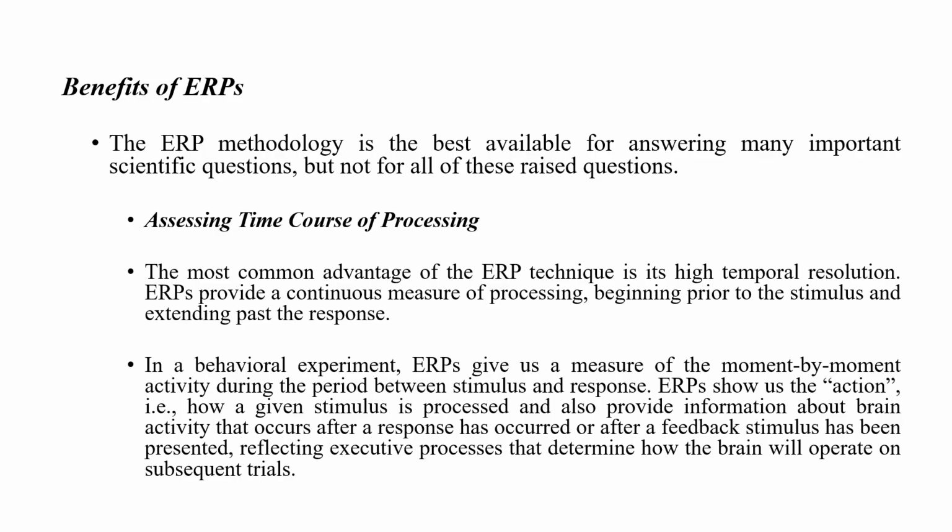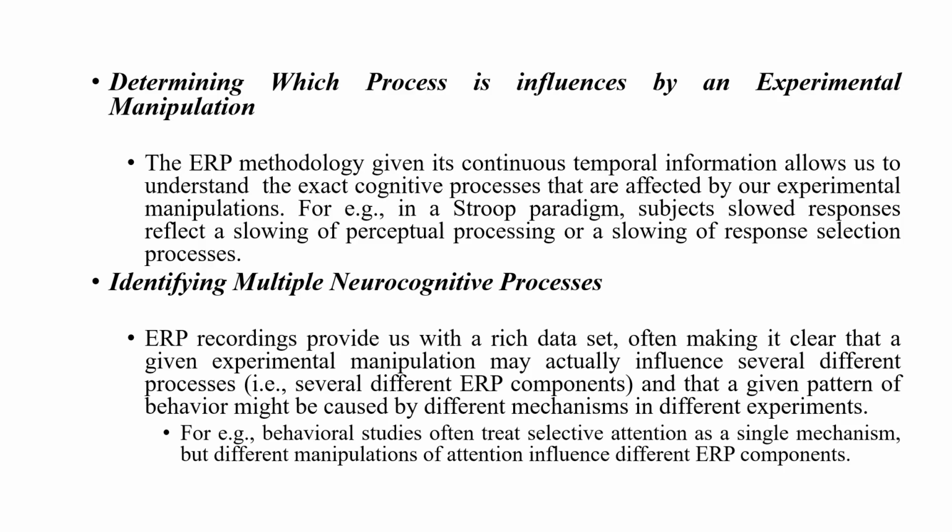Say, for example, there are phenomena like post-error slowing. You've made an error, the brain reacts in a particular way, and it prepares to respond to other trials in a different way. These are all things that can be accessed by ERPs. Determining which process is influenced by an experimental manipulation: remember, we were looking at the schizophrenia study in the previous lecture. The ERP methodology, given that it has this continuous temporal information, allows us to understand the exact cognitive processes that are affected by our experimental manipulations, as opposed to a bunch of other processes as well.